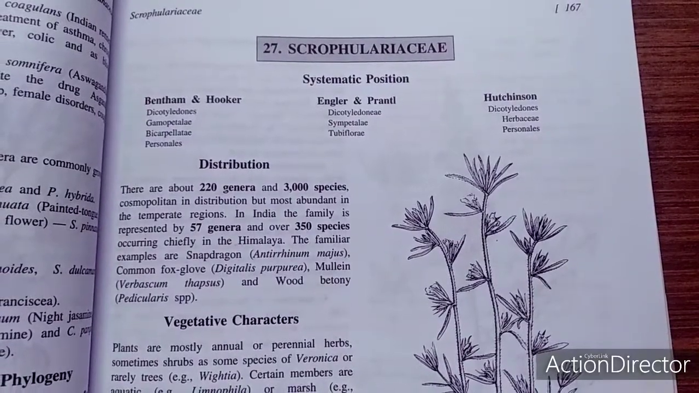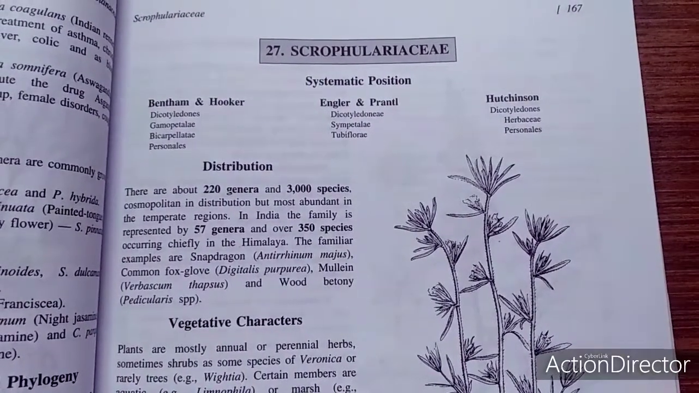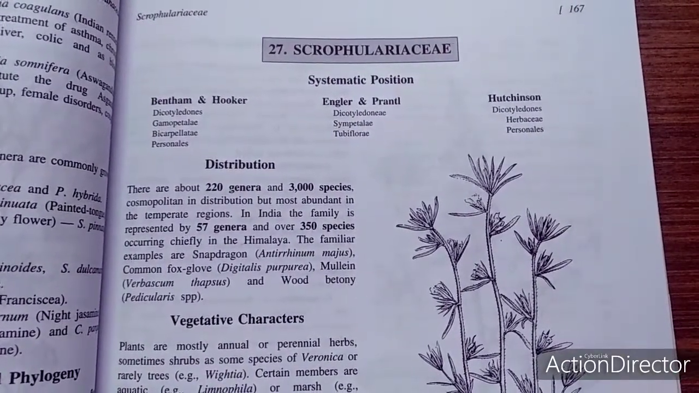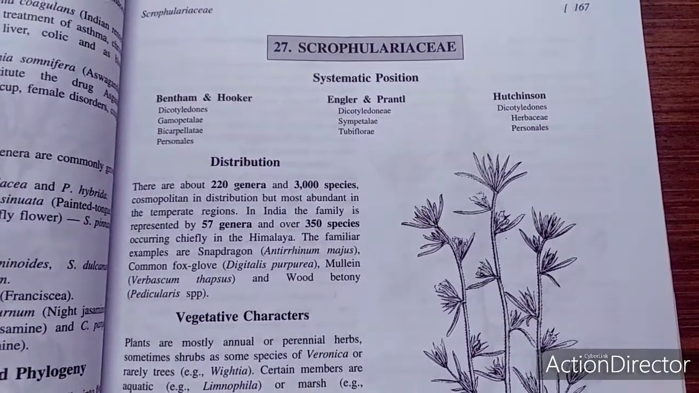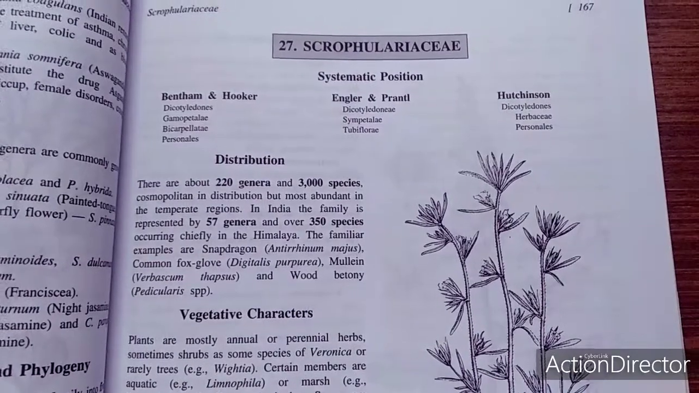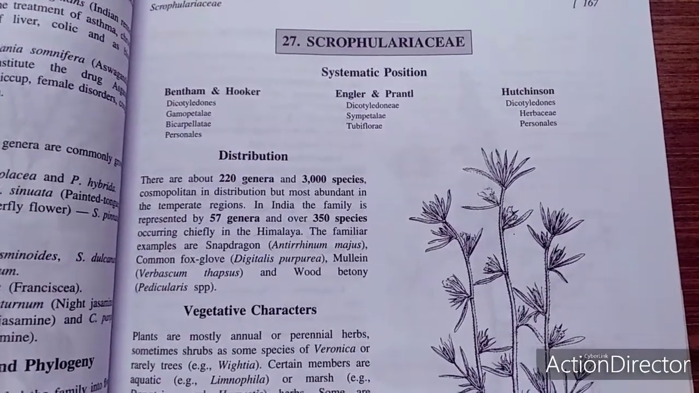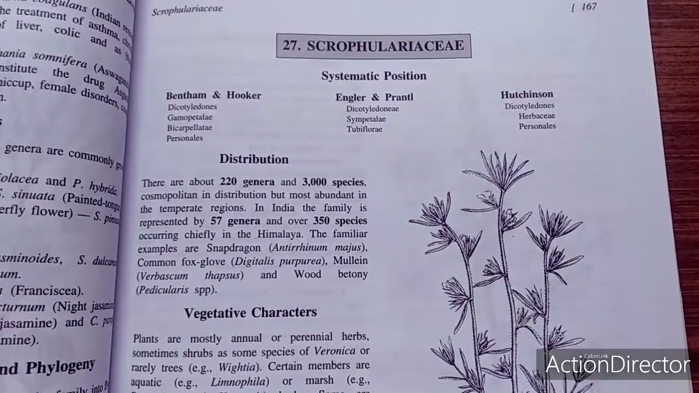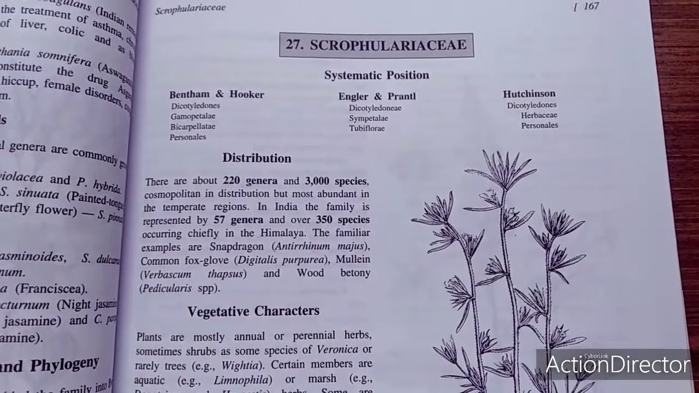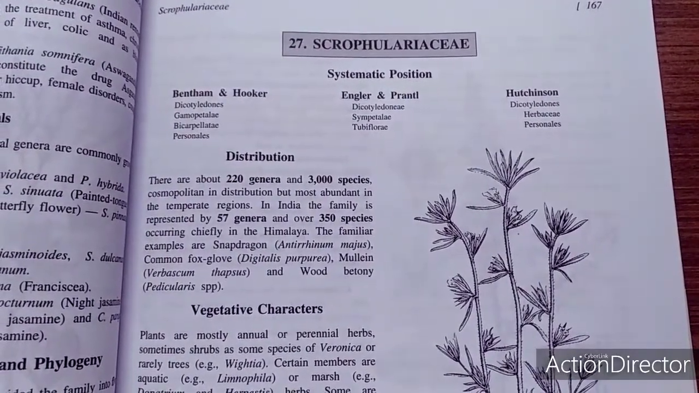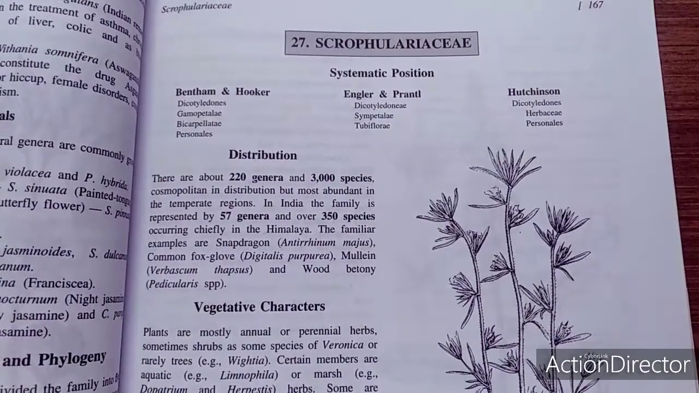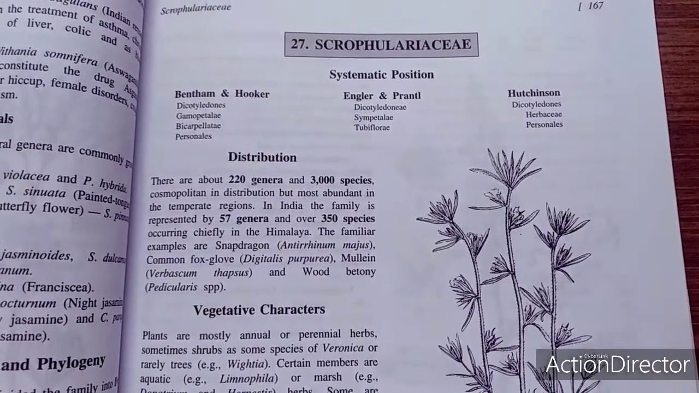This Scrophulariaceae family is commonly called the snapdragon family. This family has 220 genera and 3000 species grouped into it. Very common examples are the snapdragon, Antirrhinum majus, the foxglove, Digitalis purpurea, and the mullein, Verbascum thapsus, which also belongs to this family.